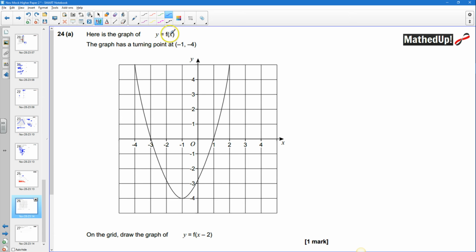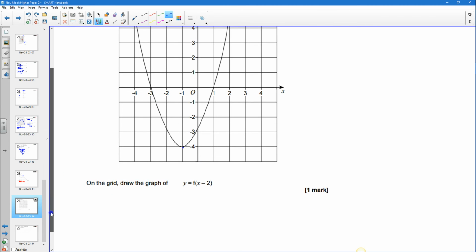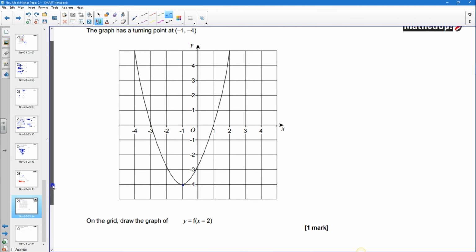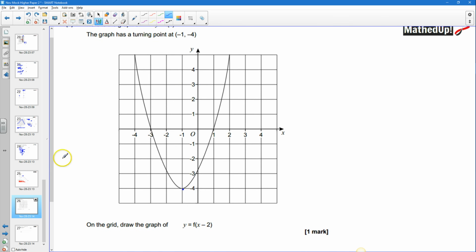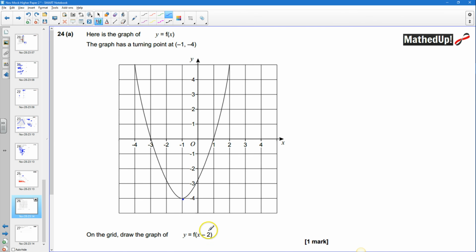Question 24. Here is the graph of y is equal to f of x. The graph has a turning point at -1, -4. There's a turning point there. And on the grid, we want to draw the graph of y is equal to f of x take away 2. So if you have a look at this, it's our input that is changing. So we need to adjust for our input to find the related point. That's telling me that my input is going to move to the right.